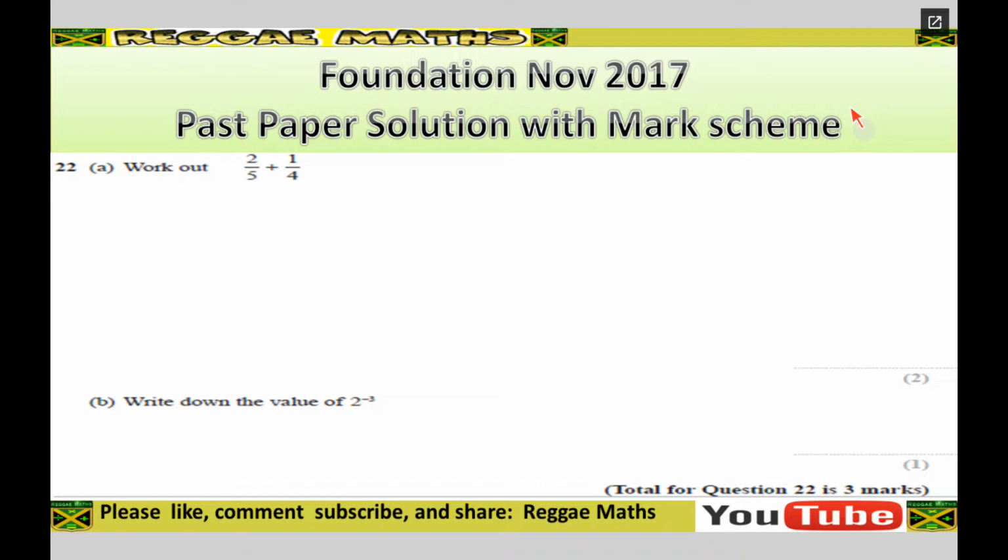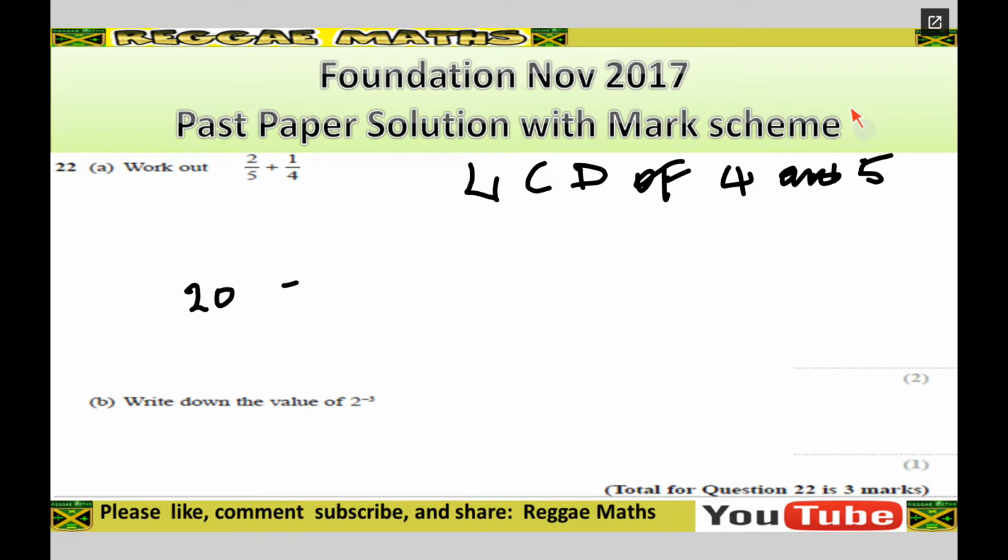Fractions: you need to go back and have a look at the video that I did on fractions. The question here is, do we have a common denominator? The answer is no. So I need to find the lowest common denominator of 4 and 5. Look back at my video. 4 and 5, it's going to be 20.